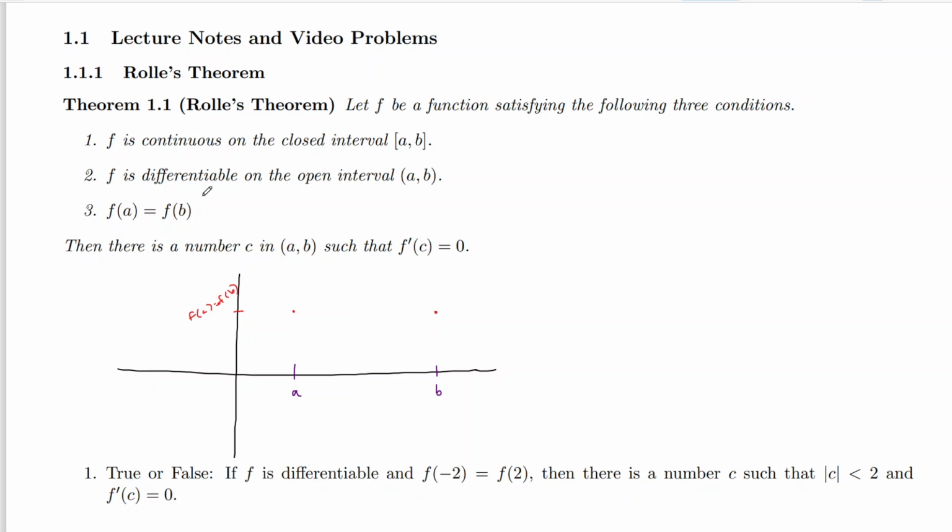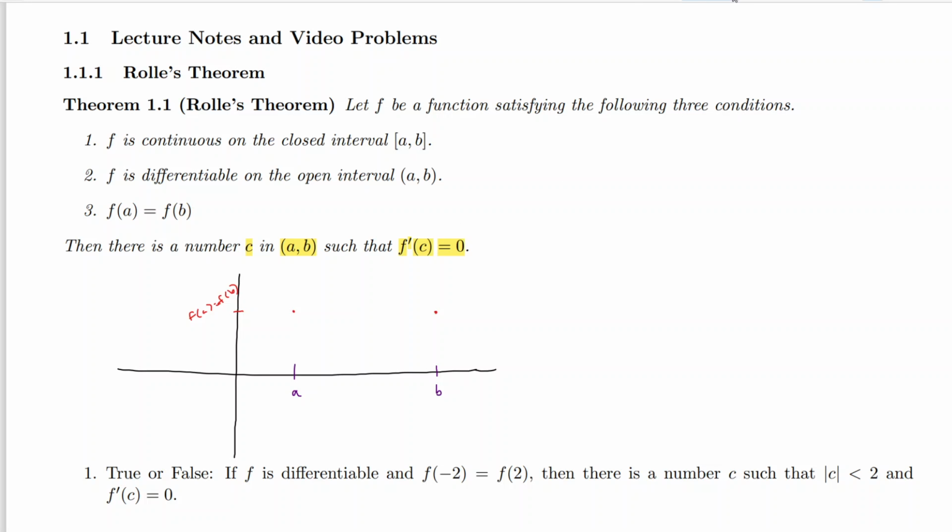And then number 3 here is that f of a equals f of b. So if you have the graph and you're looking at the y value at x equals a and x equals b of your function, they are the same. So I've kind of got a setup here. But the ultimate conclusion is that there is a number c between a and b. So that's how we read this, a number c in (a, b) with parentheses. So c between a and b such that the derivative equals 0, f prime of c equals 0.